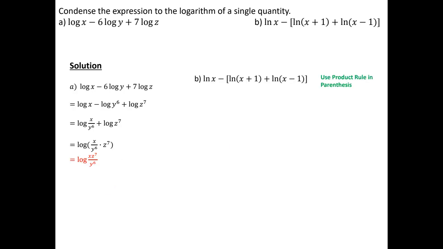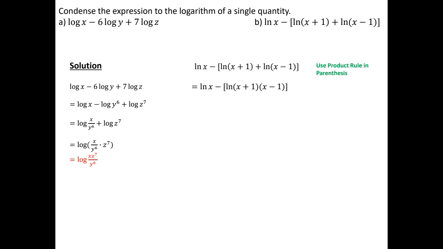Okay, let's try letter B. Now in this problem, we do have brackets involved. So you want to work whatever's in brackets first, or in parentheses. Here we're adding, so that means we can use the product rule to combine them, and they're going to combine as multiplication. Okay, now we can simplify inside. So if we multiply it out and simplify, then we get x squared minus 1.